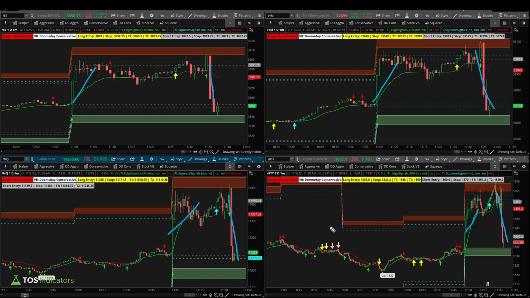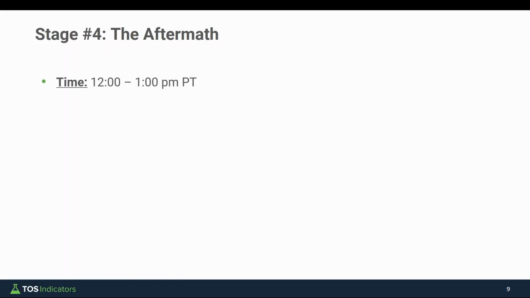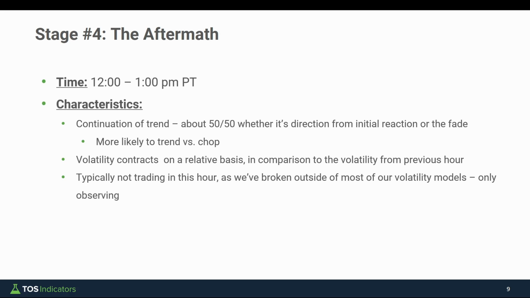And that then takes us into finally stage 4, the aftermath. The aftermath is that 12 to 1 p.m. Pacific mark, the final hour of the markets. Now, common characteristics during this stage: we have a continuation of the trend. However, it's about 50-50 with regards to if it's the trend in the direction of the initial reaction.